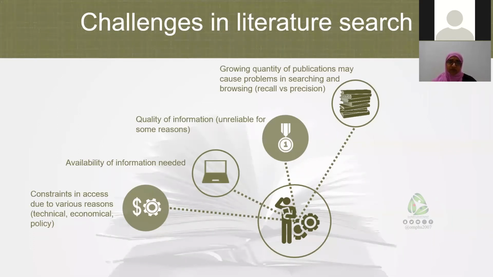And one of the other challenges would be constraints in accessing due to various reasons. Is it technical? Do we have the facility to access the internet if we need a soft copy? Economical, is the organization paying us to access certain databases or not? And definitely political. So these are constraints that mean you cannot access the literature that you're looking for.